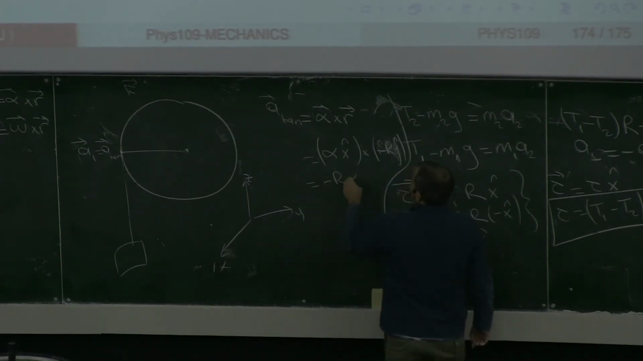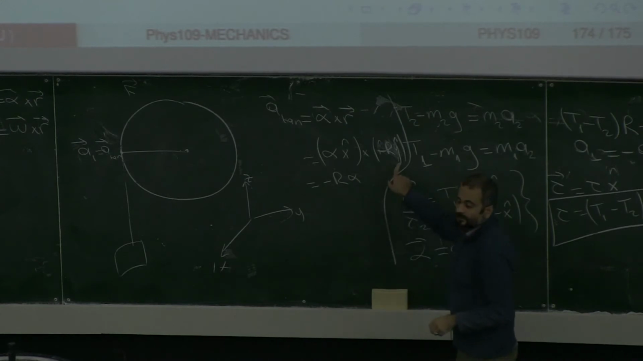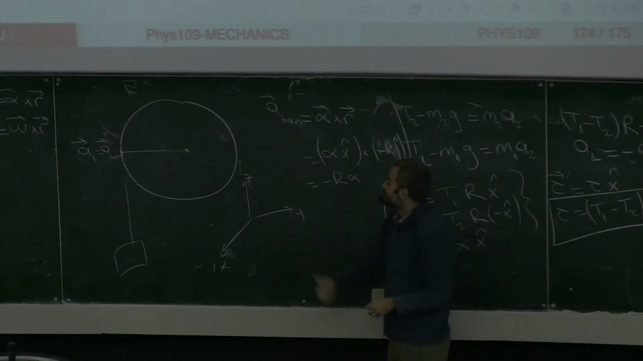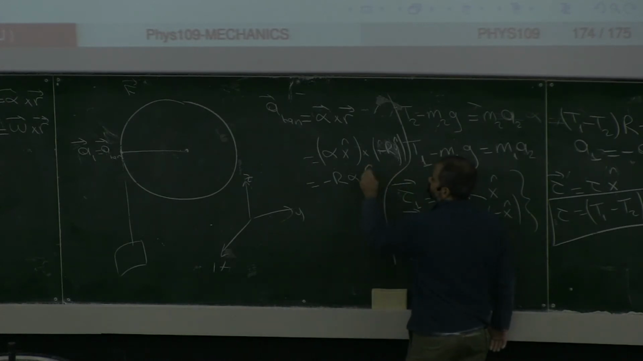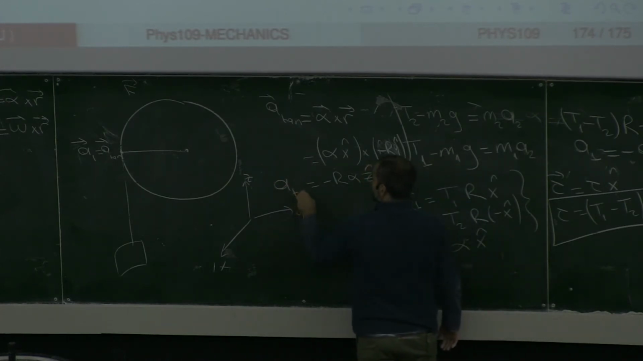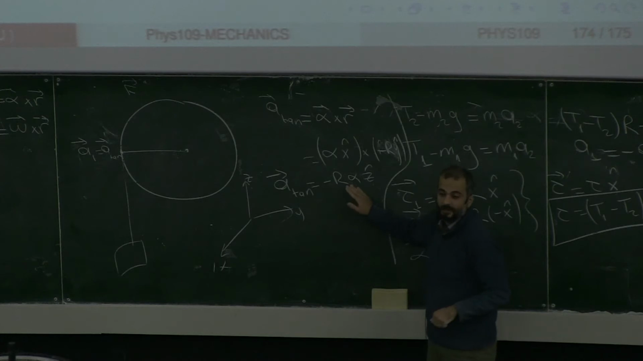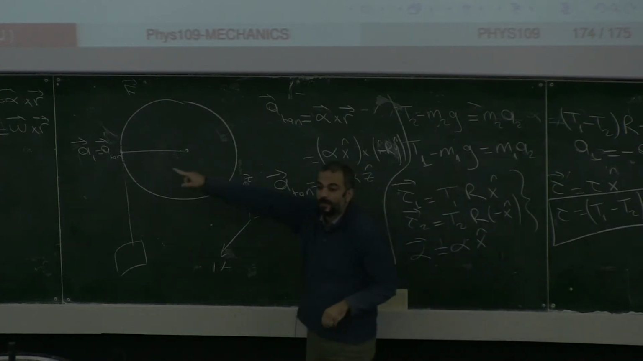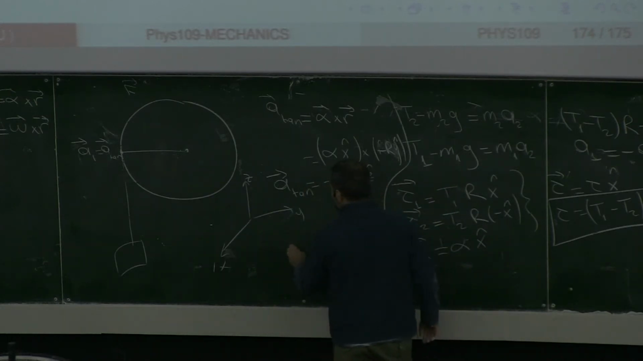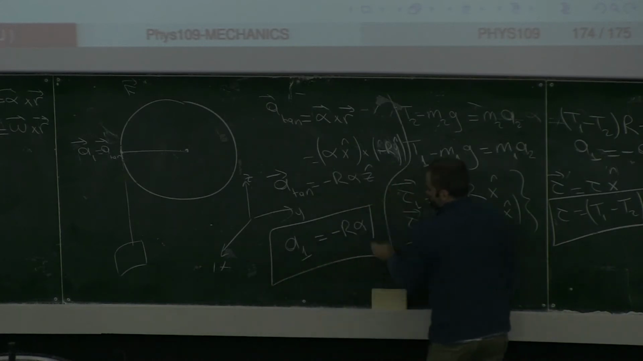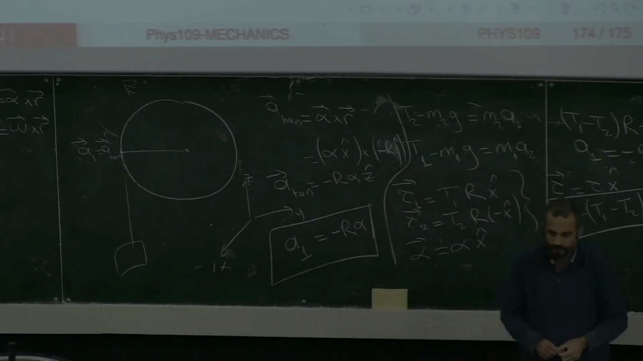Minus r alpha, well, x cross y gives me a vector in the z direction. So the tangential acceleration is minus r times alpha, but this is equal to a1. So a1 should be equal to minus r times alpha. And this is my fifth equation.